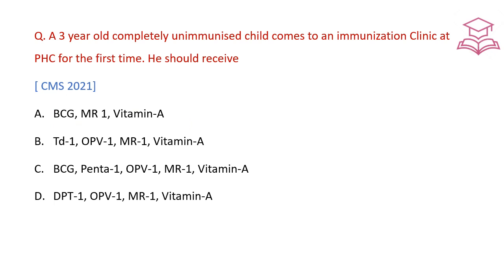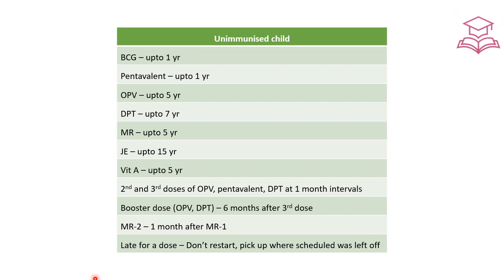A 3-year-old completely unimmunized child comes to an immunization clinic at PHC for the first time. He should receive. Let us see the approach towards an unimmunized child. In an unimmunized child, BCG can be taken up to 1 year and pentavalent can be taken up to 1 year. OPV can be taken up to 5 years. MR and vitamin A can also be taken up to 5 years. DPT can be taken up to 7 years and JE can be taken up to 15 years.